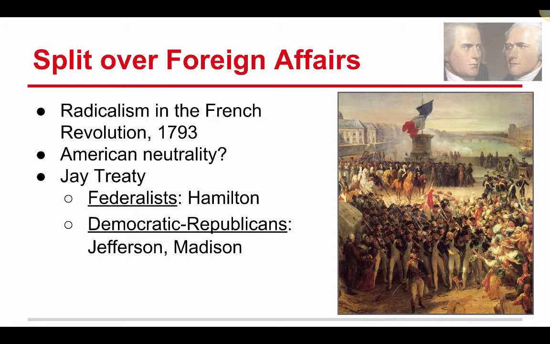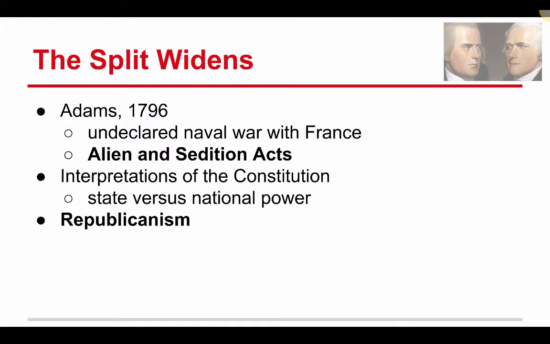Now, this wasn't the end of things. Eventually, the split begins to widen between the two. And in the presidential election of 1796, Federalist John Adams narrowly defeated Jefferson, who became the vice president. Now, the problem is that these two men were on opposing sides.